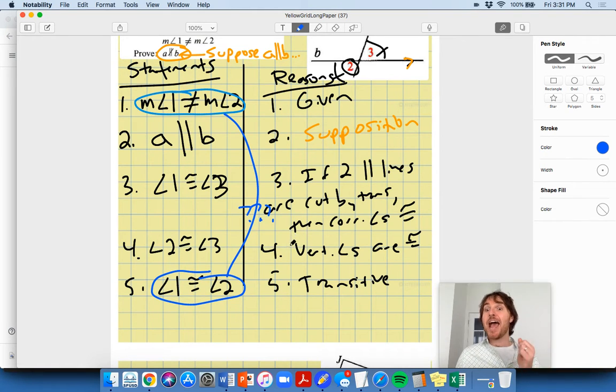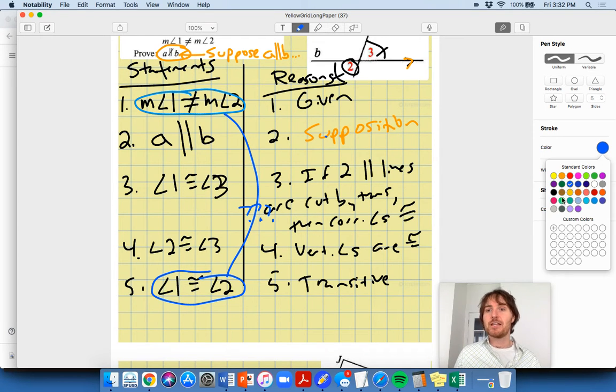What the heck? I have found a contradiction. If the lines were actually parallel to one another, then what would follow is that angle 1 would have to be congruent to angle 2. But we know that they can't be congruent to one another. So our supposition fails. Our temporary assumption that A had to be parallel to B is obviously false. Therefore, the opposite has to be true.